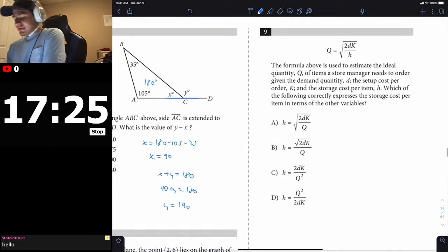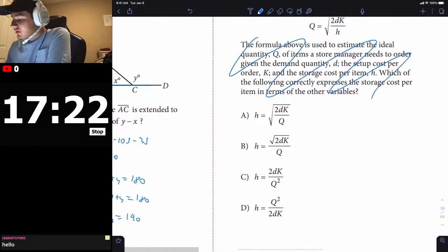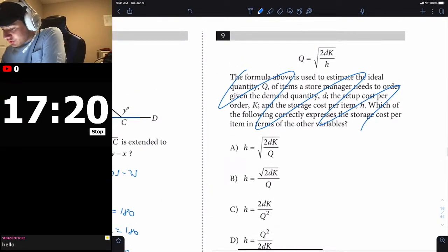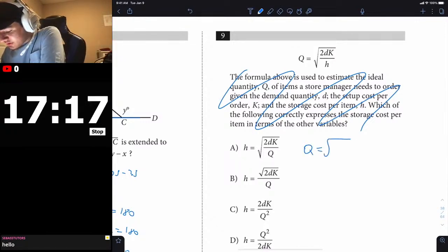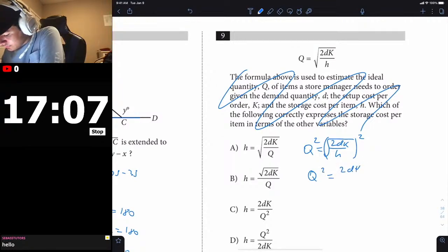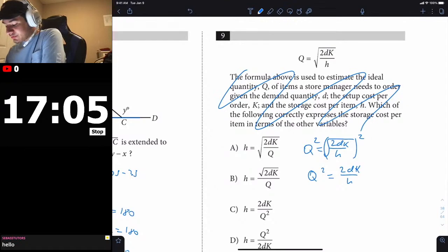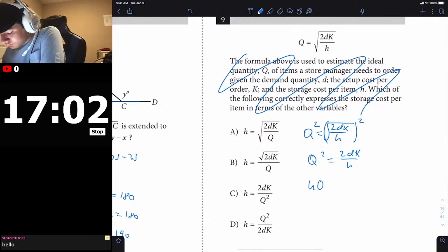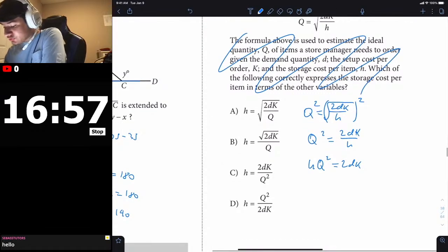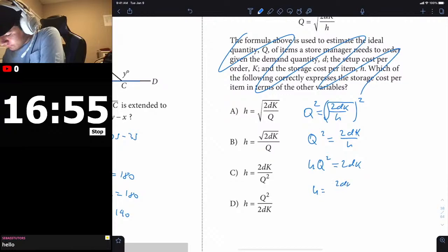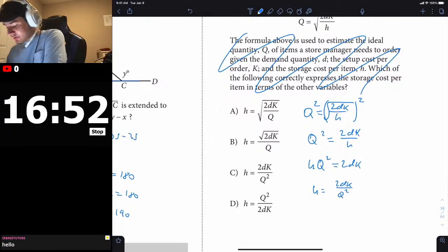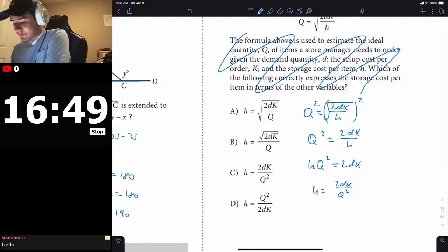Alright, off the bat, I see that we're solving for h, so I'm going to go ahead and cross out all this. I don't need to know it. I don't care. I'm just going to solve for h. I'm going to rewrite the equation given. I'm going to square both sides to get rid of the square root. So I get q squared is equal to 2dk over h. I'm going to multiply by h on both sides. And then I'm going to go ahead and divide by q squared. So h is equal to 2dk over q squared, and that's going to be option C.